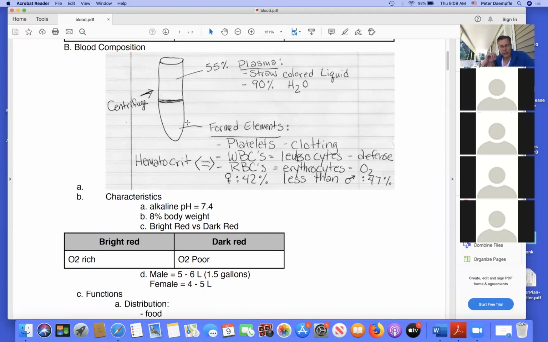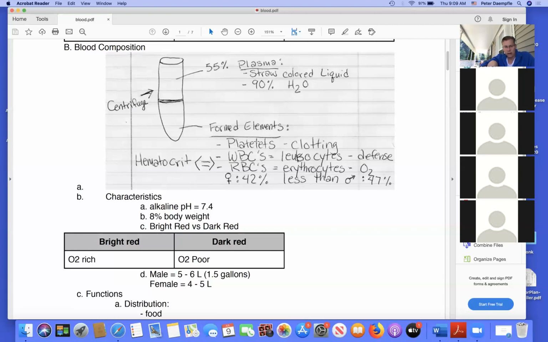All of it is together 45% making up the formed elements. So what do we mean by formed elements? Formed elements mean you're forming it. The body is forming it in the red marrow. Platelets, white blood cells, and red blood cells are what are formed. Platelets are your little clotting factors.